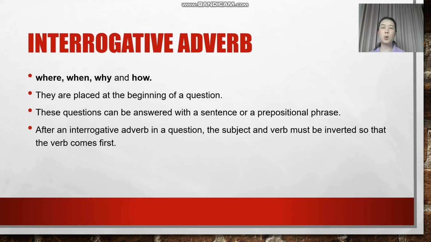This kind of question can be answered with a sentence or a prepositional phrase. The prepositional phrase will look like in the box, in the class, on the table, stuff like that. And after an interrogative adverb in a question, the subject and verb must be inverted so that the verb comes first. And that is very normal.